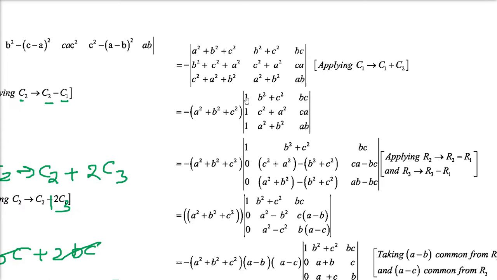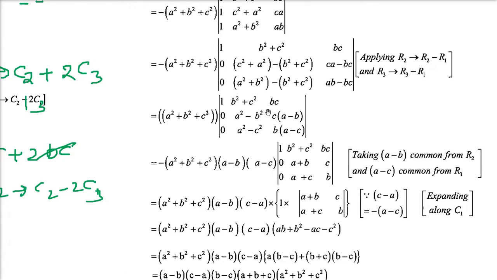Now the simplest thing is to just subtract. Normally I subtract the first row from the second row and the second row from the third row. This is how I do it, but you can do it in any way. You can change row 2 to row 2 minus row 1 and row 3 to row 3 minus row 1. So 1 minus 1 is 0. c square plus a square, see, this subtraction is there. c square plus a square minus b square minus c square, c square gets cancelled. And a square plus b square minus c square, b square gets cancelled. So we get ca minus bc and ab minus bc.